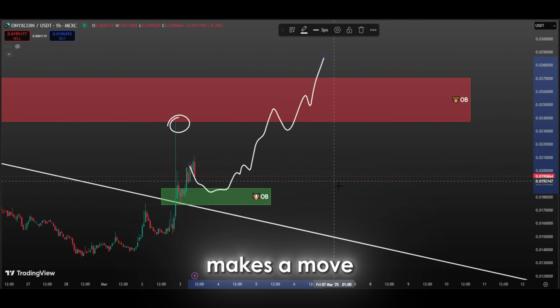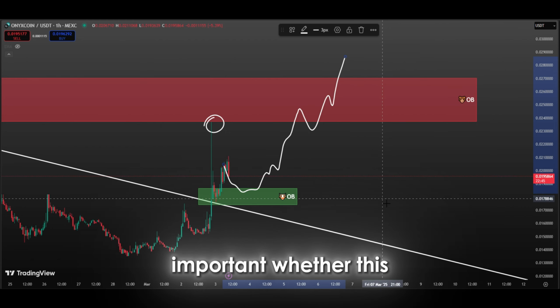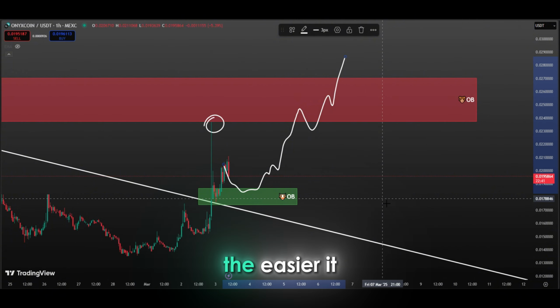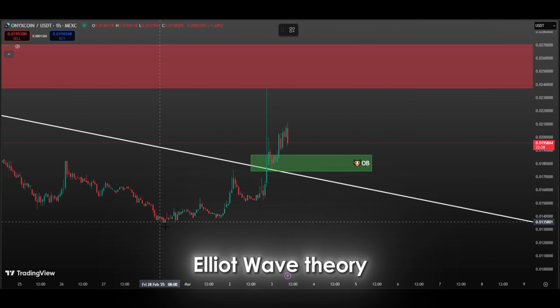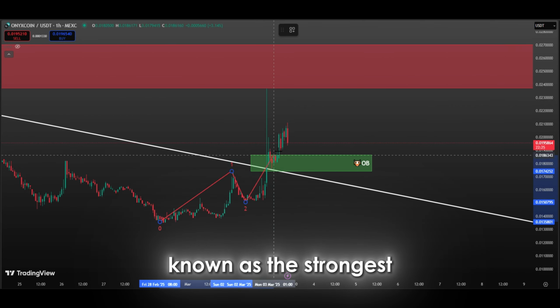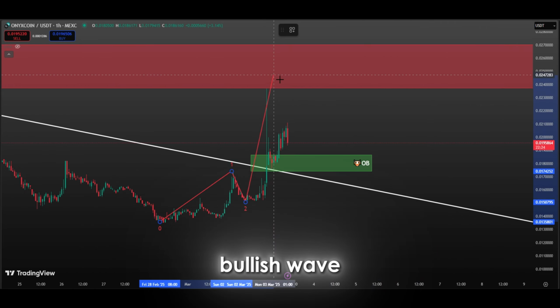If the price makes a move towards this level again, it will be important whether this zone can be broken. The more it touches and weakens it, the easier it will break there. According to the Elliott wave theory, the price is currently in the third wave, which is usually known as the strongest and most voluminous bullish wave.